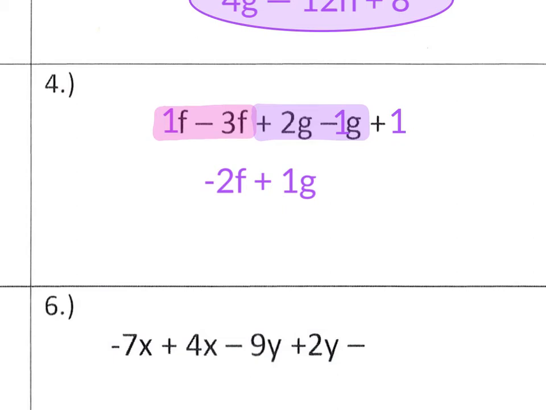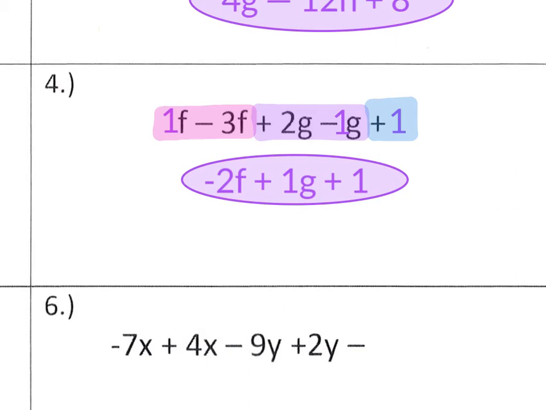And the next thing I see, I still have this plus 1 that I haven't included in my answer yet. It hasn't been combined yet. There's no other constants to combine with, so I'm just going to put a plus 1 at the end. So my answer here is the negative 2f plus 1g plus 1. Okay, so a lot of work so far.